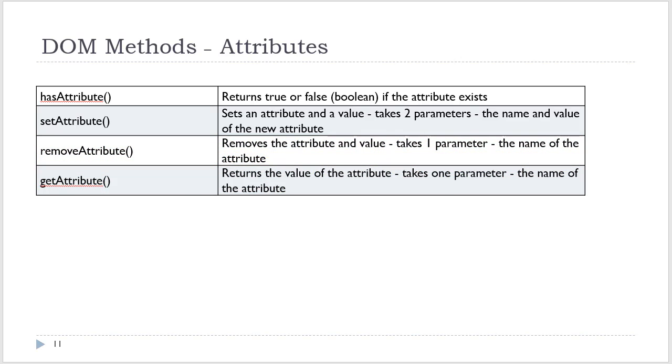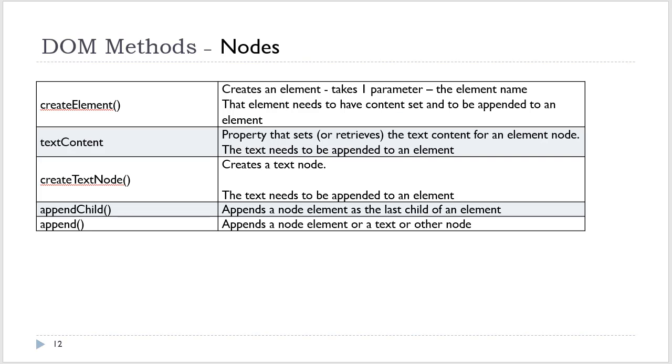Changing the attributes, especially if it's a class attribute, allows us to manipulate the document and create interactivity. Finally, we have the ability to actually create elements and create text and to append that text to an element. And I have a video and file to demonstrate this.